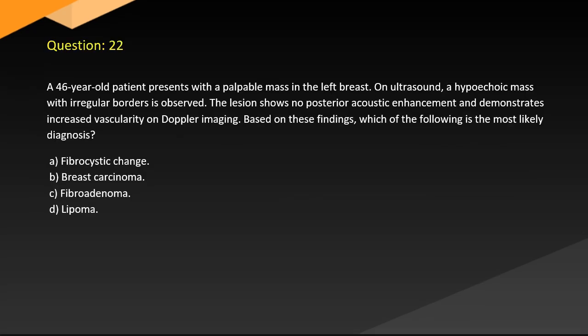Question 22. A 46-year-old patient presents with a palpable mass in the left breast. On ultrasound, a hypoechoic mass with irregular borders is observed. The lesion shows no posterior acoustic enhancement and demonstrates increased vascularity on Doppler imaging. Based on these findings, which of the following is the most likely diagnosis? A. Fibrocystic change. B. Breast carcinoma. C. Fibroadenoma. D. Lipoma.